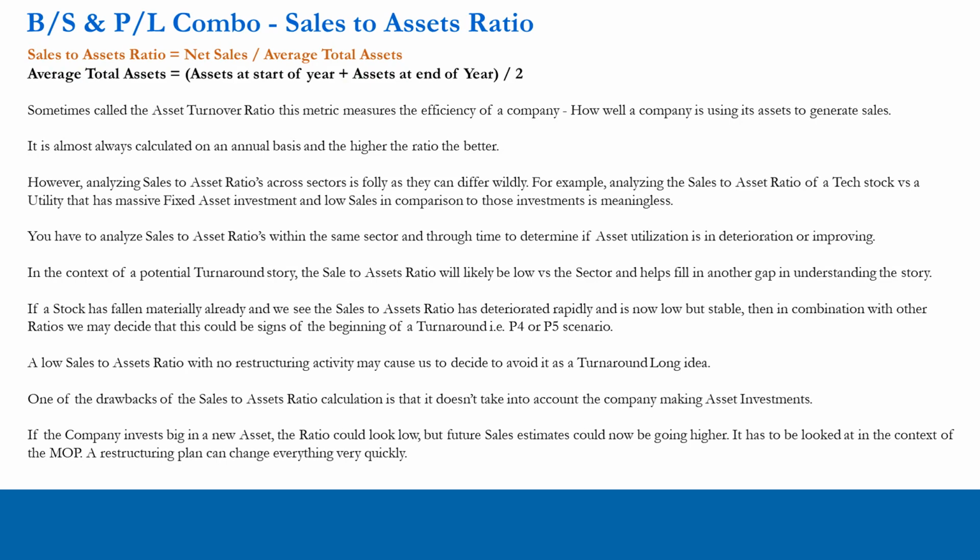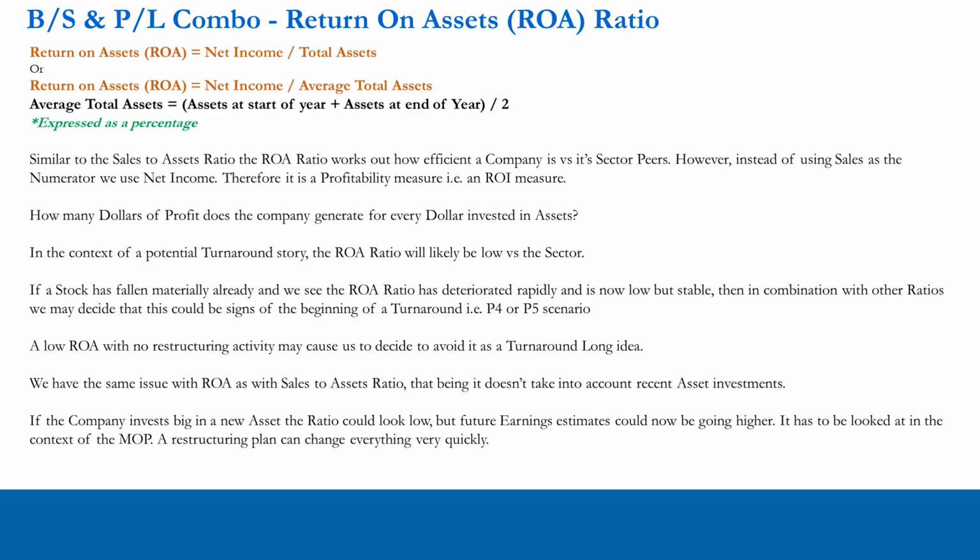Now, another balance sheet, profit and loss statement combo metric that we look at is called the return on assets ratio, or the ROA ratio. And it can be calculated in 2 ways. ROA can be net income over total assets, or it can be net income over average total assets, where again, the average total assets is assets at the start of the year plus assets at the end of the year divided by 2.